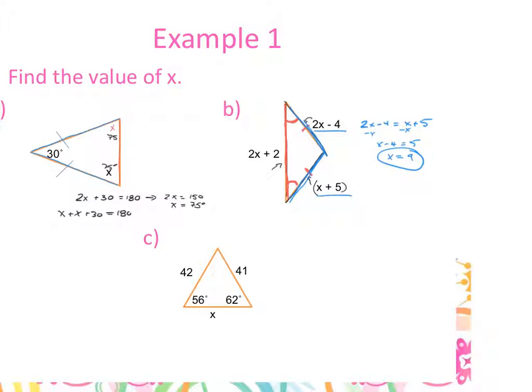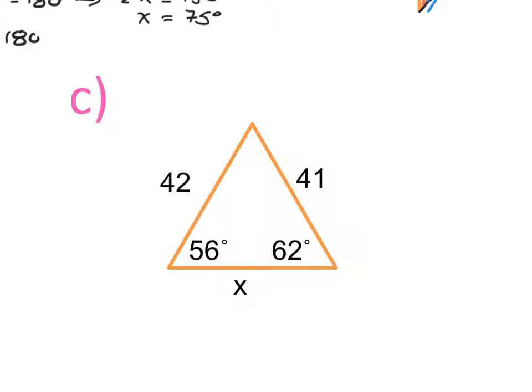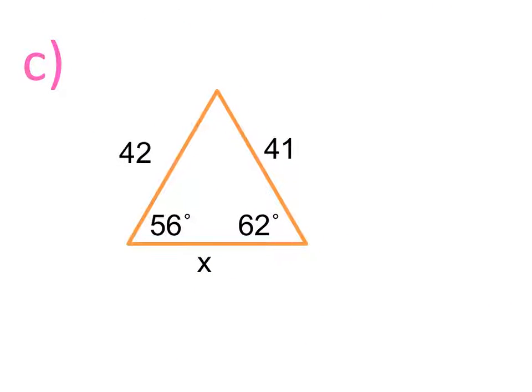All right. Let's talk about this one. This one takes a little more thought here. 42 refers to the length of this side. 41 refers to the length of this side. Those two things are not congruent. 56 refers to this angle, 62 to this angle. Those two are not congruent.